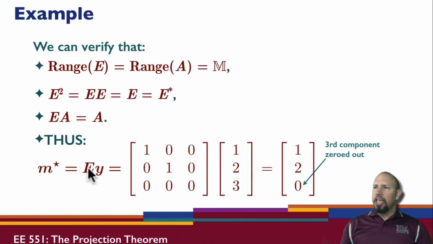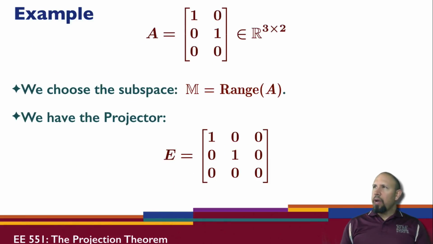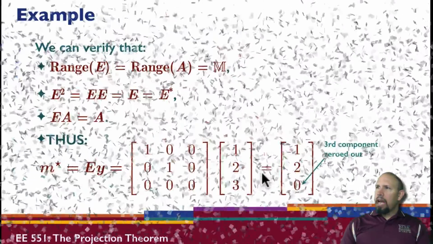Therefore, M star, which is E times y, basically zeroes out that third component, which makes sense because our subspace always had zeros in that component. So again, this is a similar example. Here we actually show the projection, or the projector. In this case, the projector was pretty easy to see because of the way A was defined. A is basically an identity and zeros, and so the projector is a square matrix that has the same identity and then a 0. So what happens if it's not so simple?